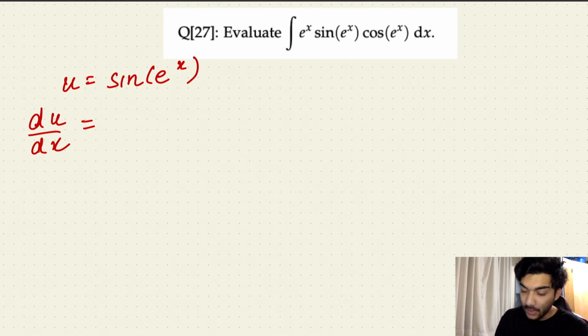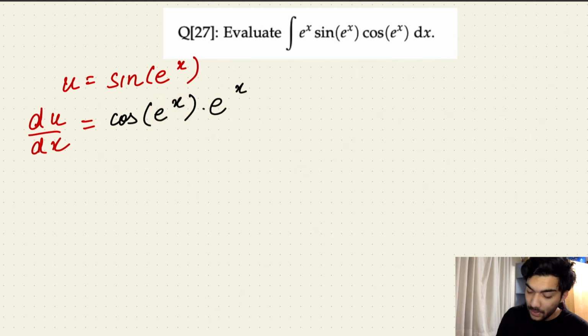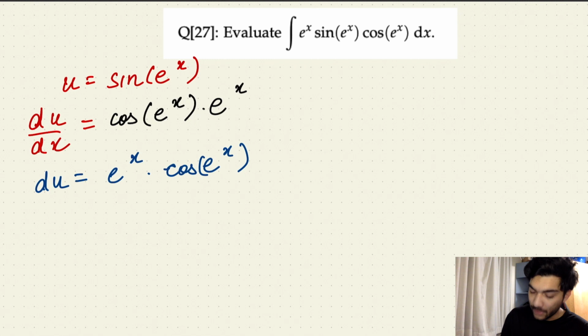So if we calculate du by dx in this case, the derivative of sine is cos, so it would be cos(e to the power x), and then because of the chain rule, we take the derivative of e to the power x as well, which is simply e to the power x. If we shift dx to the other side, du equals e to the power x times cos(e to the power x) dx.